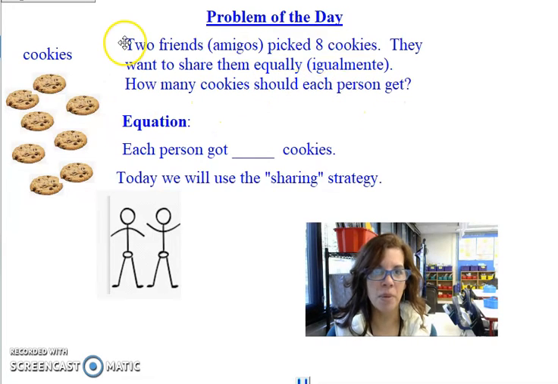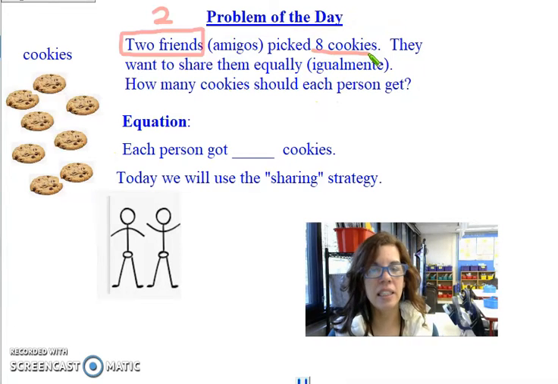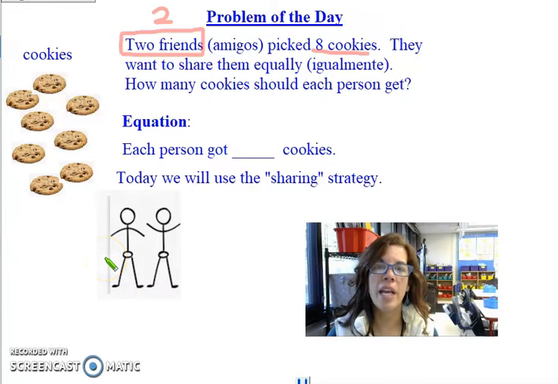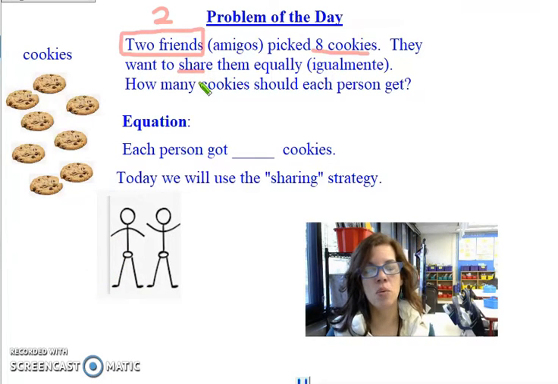Well, in our problem, our situation, we have 2 friends. Notice they did not give us a numeral, a number. They told us with words that there are 2 friends, and they picked 8 cookies. These are the cookies that we have. How many? We have 8 cookies. Now, this clearly is a situation where we have to share, compartir, and we have to share them equally.